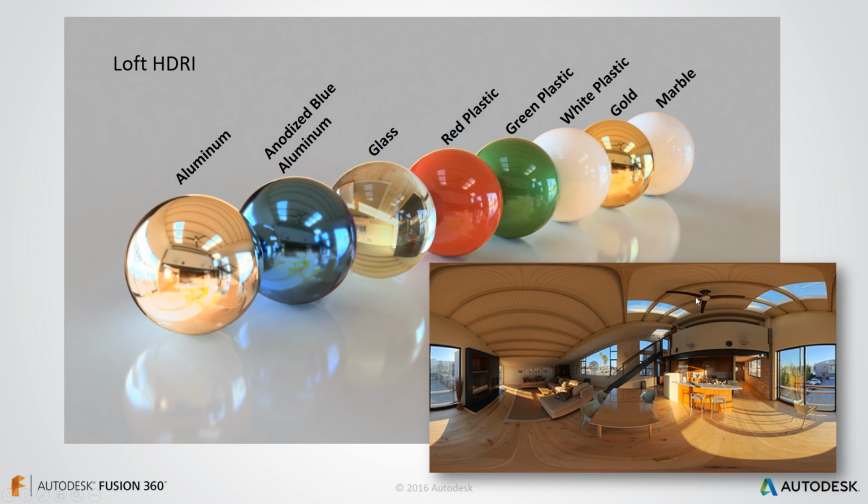Here's a loft. We can see again the skylights are really emphasized on the plastics. But probably my favorite is this white plastic. If I had a lot of plastics in my design, I'd probably use something like this, especially if it was an indoor object, such as a coffee maker or a toaster or something like that.